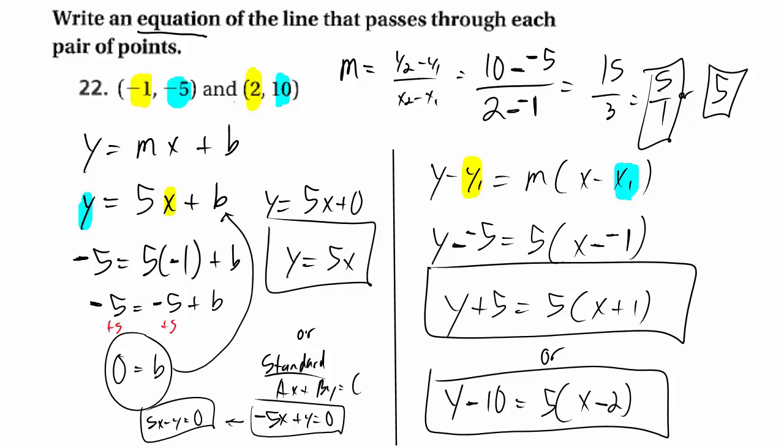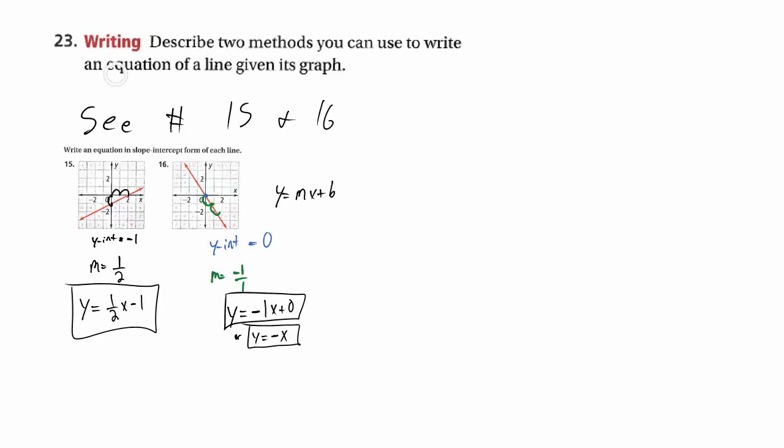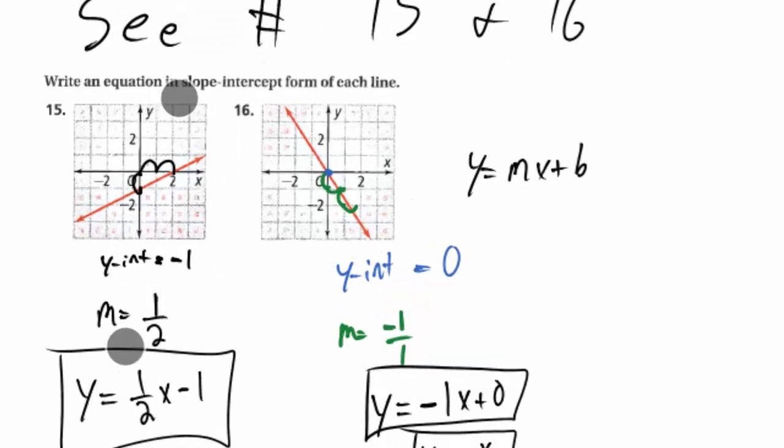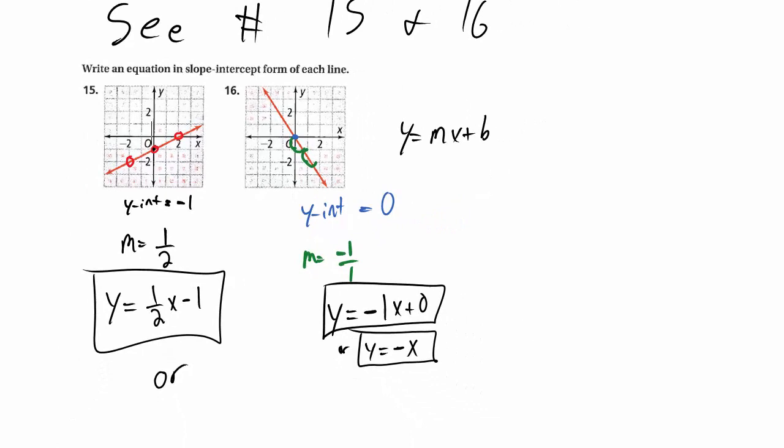Here I want to look at two methods I can use to write the equation of a line given its graph. So I'm going to use 15 and 16 as examples. I've already written the equations in slope-intercept form. Now I'm going to write the equations in point-slope form. So I can use any of these points here that I circled, and I'm just choosing those points because they're nice whole number points. And that's the equation in point-slope form, which we've used several times to solve many of the problems here. For number 16, I'm going to use this point here, which is the point 2 comma negative 2.